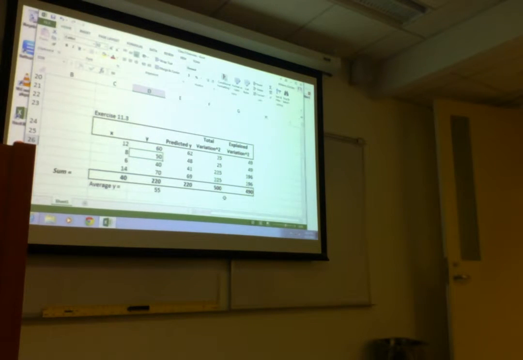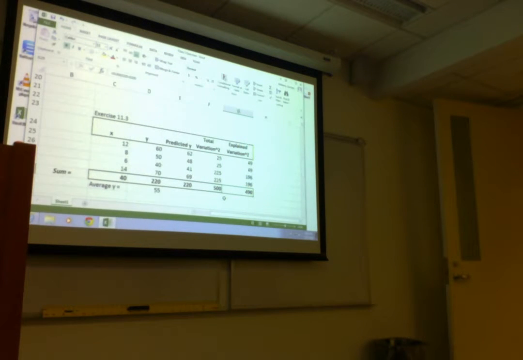This person here has 50, the average is 55, so off by 5. Square it, we get 25. This person here is 40, oh, that's way below average. Square it, that's 225. This person here is 70, way above average, 15 above average. Square it, it's 225. Now, we haven't gotten to the fact that we can explain some of that variation with our regression line. All we're looking at now is the total variation. So, sum of squares, total variation.